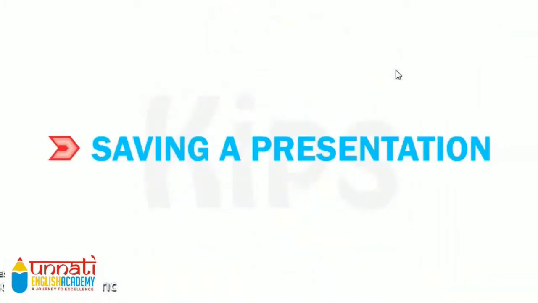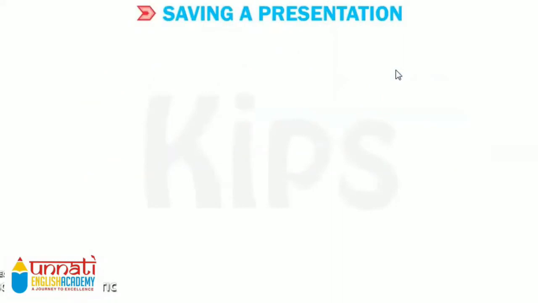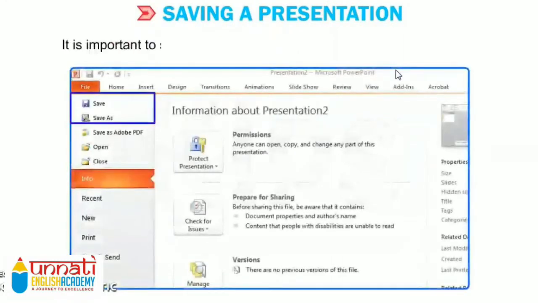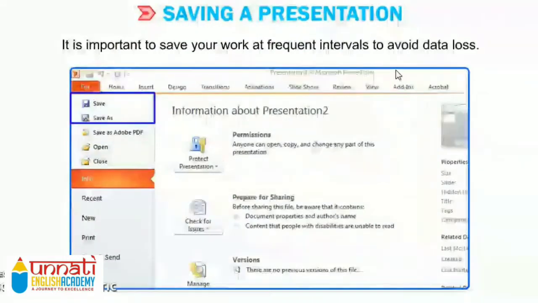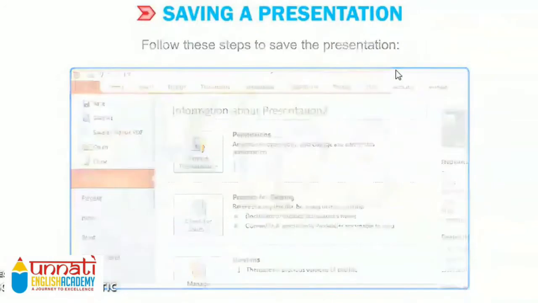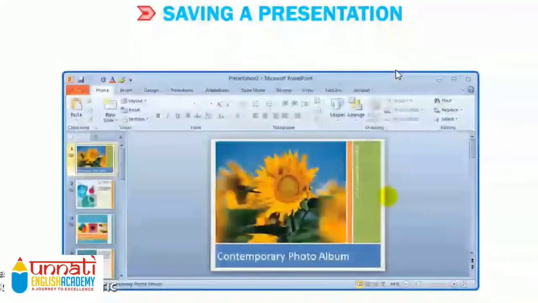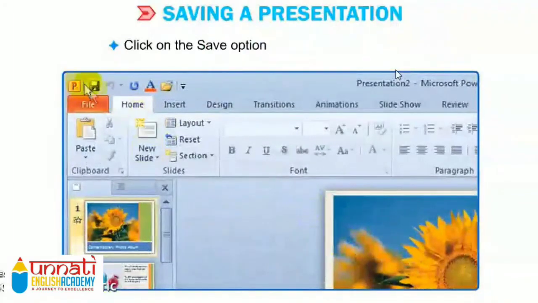Now let's see how to save a presentation. It is important to save your work, yes or no? At frequent intervals to avoid data loss. So this process is very simple. We already know how to save a file or a presentation. The first method is click on the Save option on the Quick Access toolbar. So this is the first method, the shortcut one.